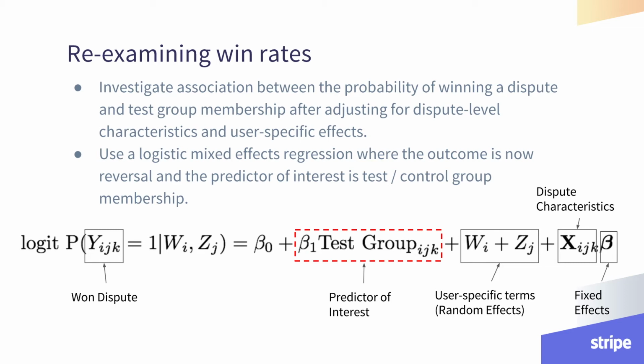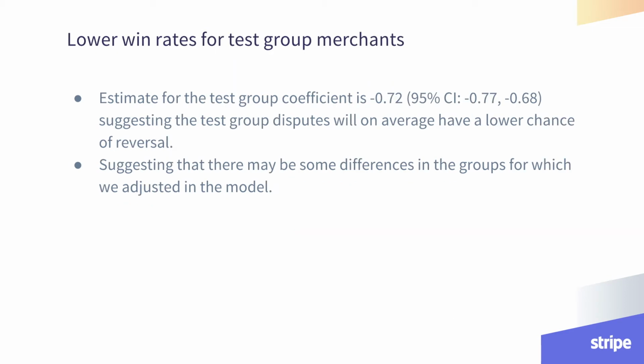zip code. And so using this model, we estimated a negative relationship between the test group membership and the probability of winning a dispute. Moreover, if you look at the 95% confidence interval, it's well removed from 0, which makes it highly unlikely that there's any absence of effect, much less a positive relationship. And when you compare this to our original result, this is a pretty stark difference, certainly in direction. And so I think this reinforces the idea that, given some of our concerns about the experiment, it's important to control for some of these differences.